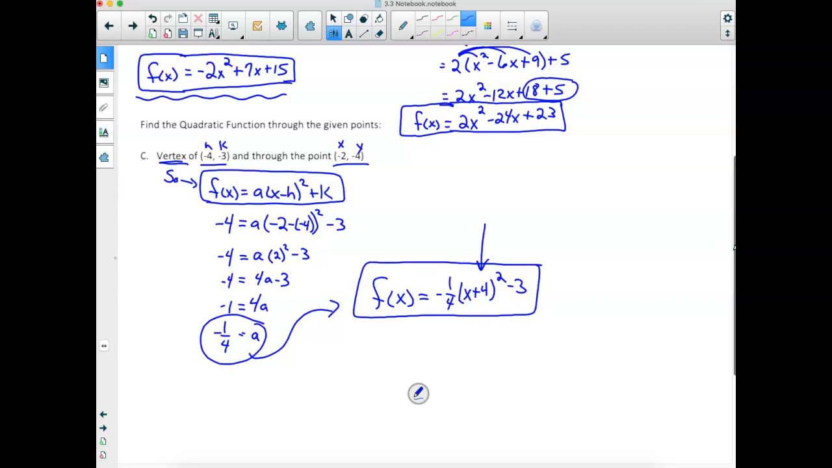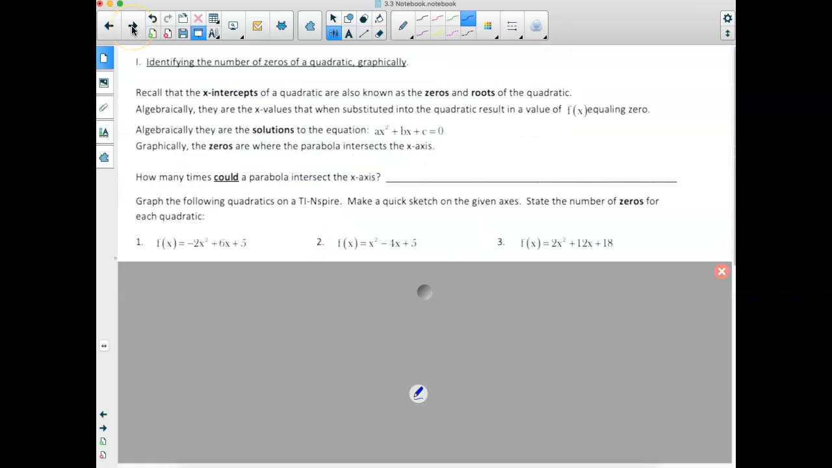So hopefully you did all right on those. Moving along, identifying the number of zeros. Think back to Algebra 1: the x-intercepts of a quadratic equation have many names. They're known as zeros and roots of the quadratic. They're also known as graphical solutions.